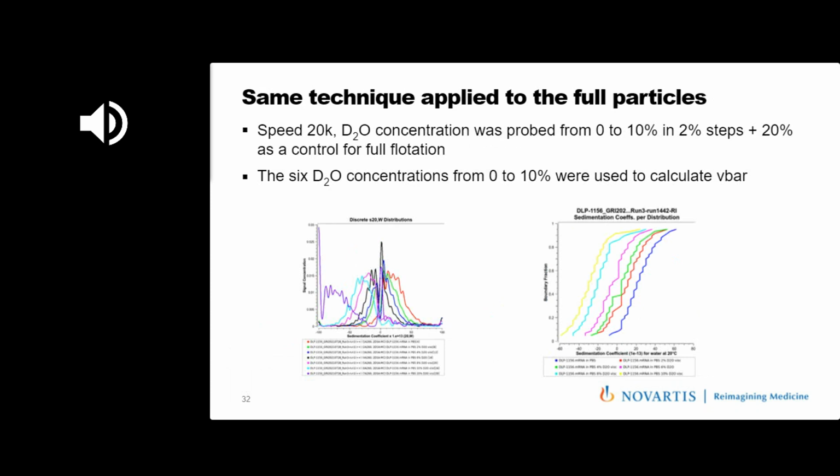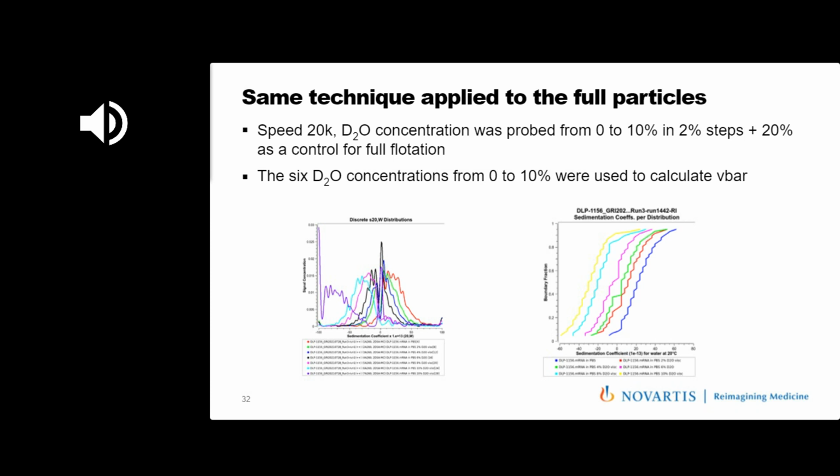And then we repeated the same experiment with the full particles at 20K RPM and probed from 0 to 10% in 2% steps. This is actually one of the later experiments, I have to admit. In the first experiments, we went up to 90% or so. And yeah, the particles just floated. So after the first scan, they were completely gone.